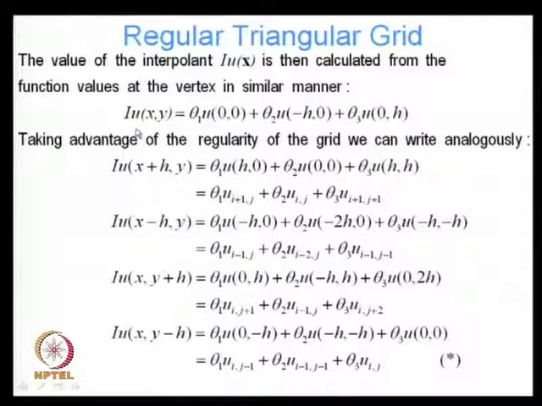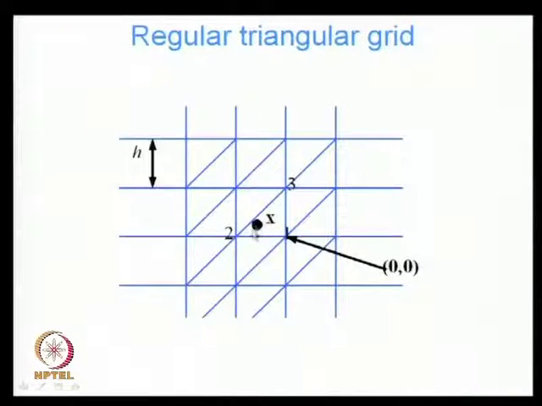So, I am evaluating u at x y by theta 1 u at 0 0 plus theta 2 u at minus h 0 plus theta 3 u at h at 0 h, right. So, this is how I am going to evaluate my interpolants, and taking advantage of the regularity of the grid, we can write analogously I u at x plus h y. So, u at x y is given by that, right.